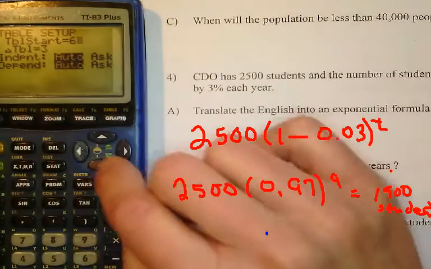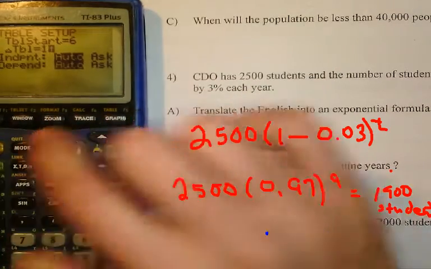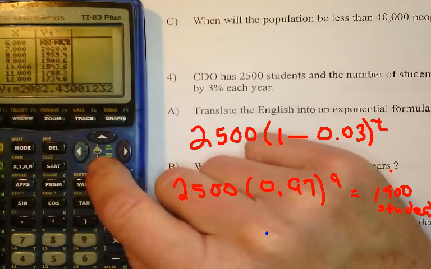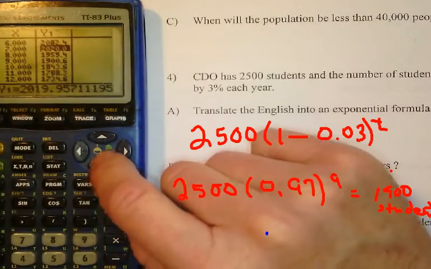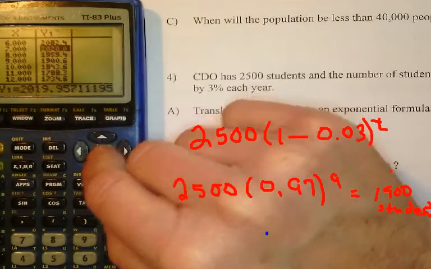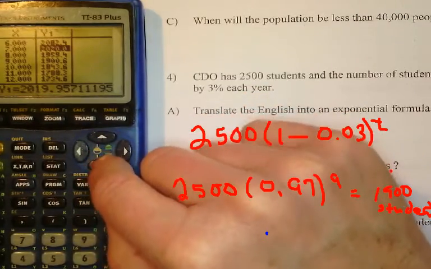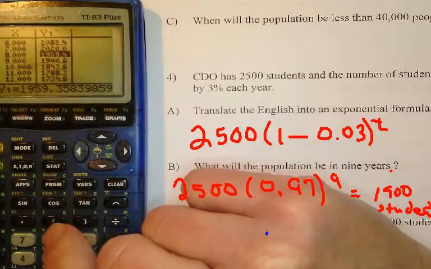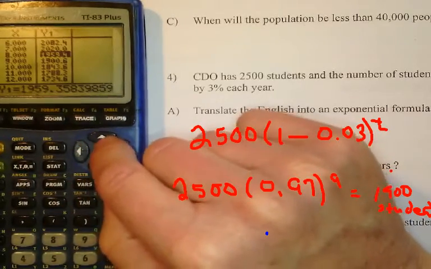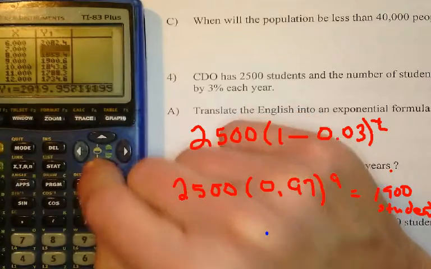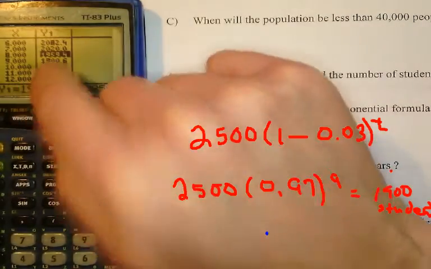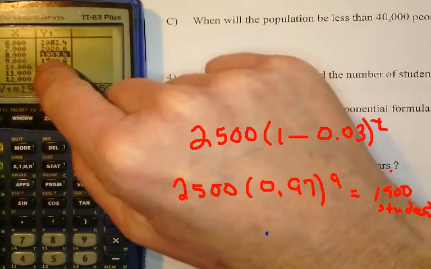We'll start at 6, and this time we'll count by 1, right? So here I go. 2082, 2019. So it's actually 7 years was 2019 kids, and 8 years was 1,959 kids. So it was 8 years. When will the population first be less? 8 years from today, right?